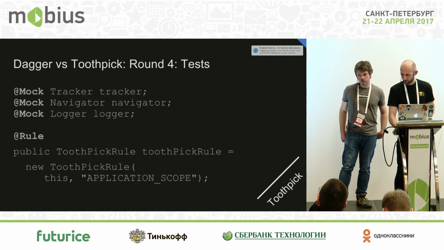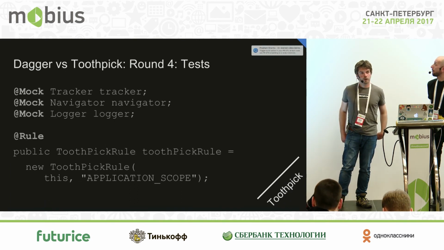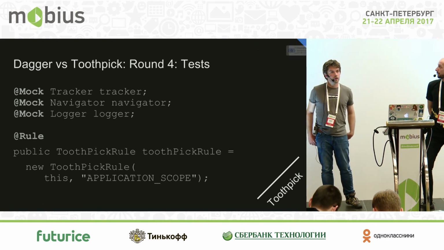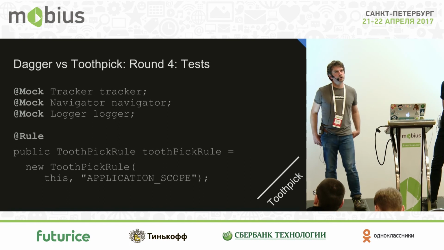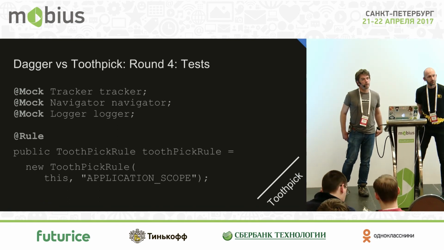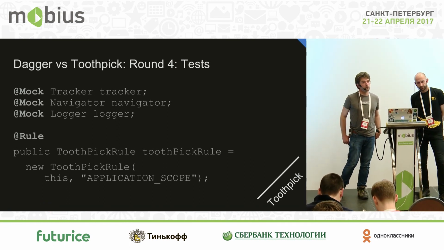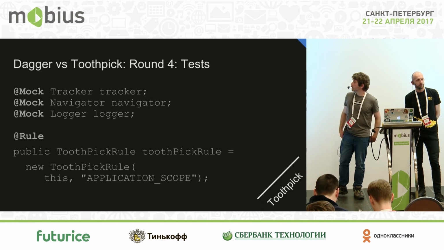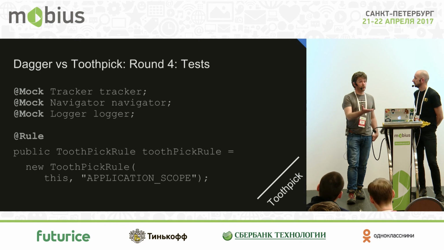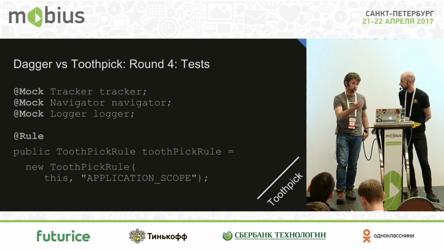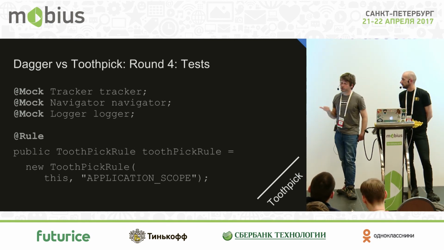I have one question. Is there another way of replacing instances in the scope? You mean to replace instances in the scope? I mean, you write a mock, add a mock annotation. Or if you wanted to write a fake object of your own, like a stub object that you will write. Yeah, for sure, you can do that.